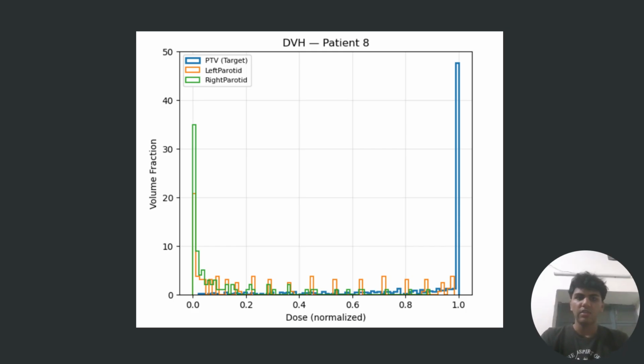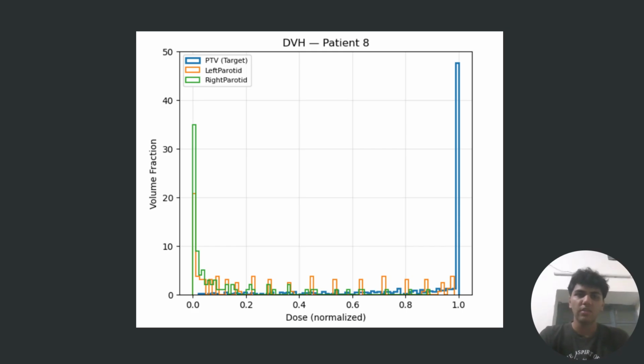So this is another DVH curve. This time, this is the DVH curve for the patient we saw in the previous slide. The blue curve represents the PTV, and you can see it sharply rises near a normalized dose of 1, indicating tumor coverage and also no low OAR dose.